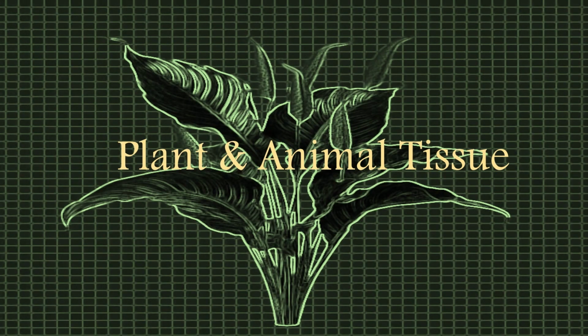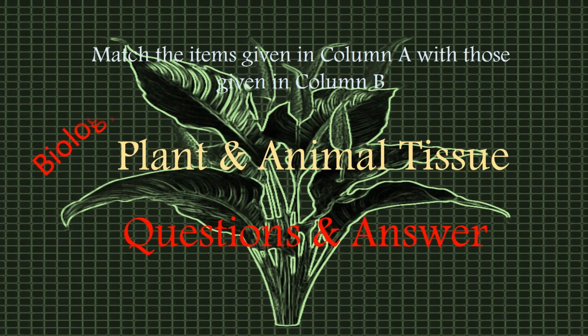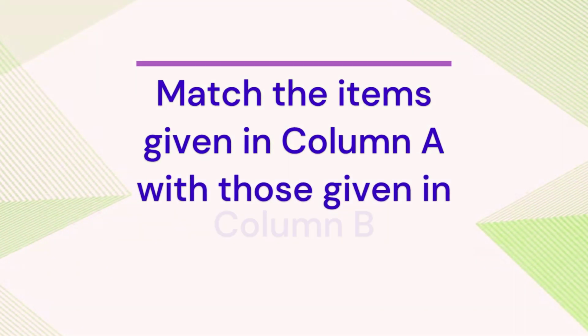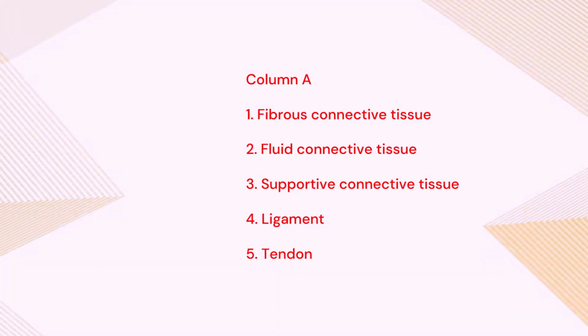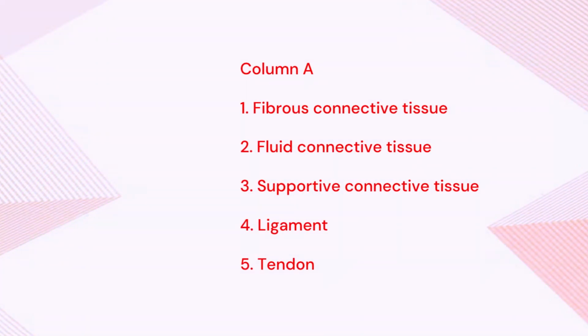Plant and animal tissue. Match the items given in column A with those given in column B. Question and answer. Match the items given in column A with those given in column B. Column A. 1. Fibrous connective tissue.